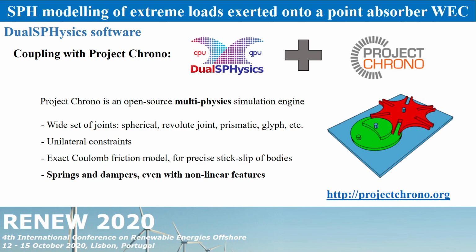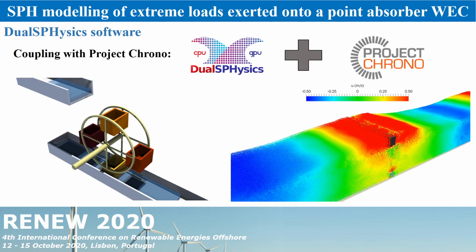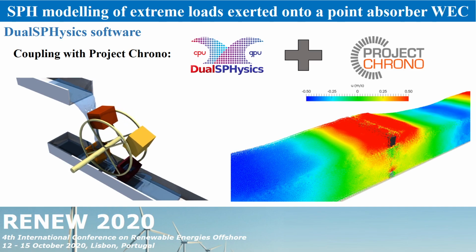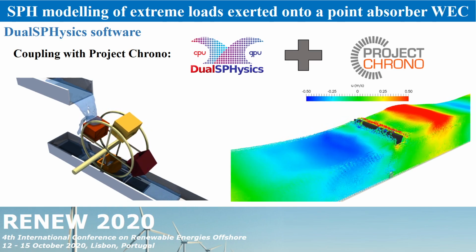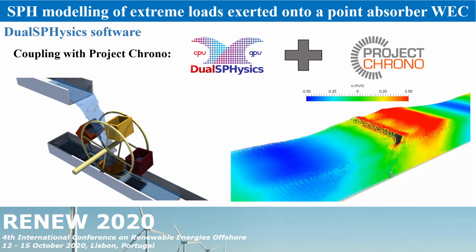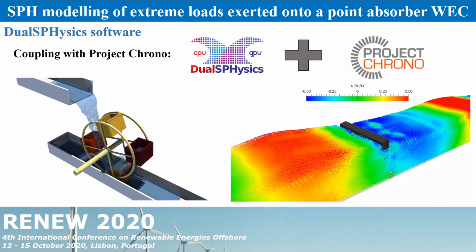In addition, we have coupled DualSPHysics with Project Chrono. Project Chrono is an open source multi-physics simulation engine that includes joints, a lot of constraints, friction models, springs and dampers. And springs and dampers is what we are going to use to simulate the numerical behavior of the PTO of the WEC. So this opens the possibility to simulate many different applications. Here on the right, you can see an oscillating wave surge converter, which is a flap hinged to the bottom, and this hinge is simulated using Chrono.